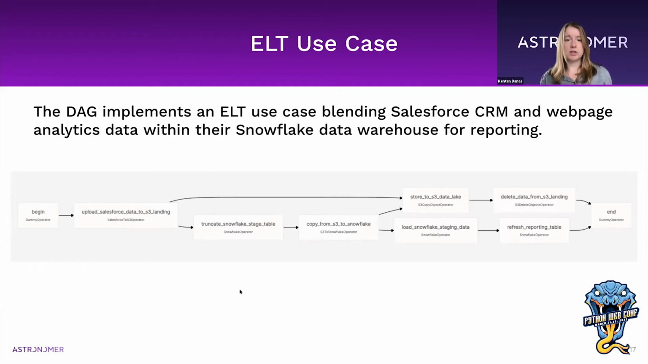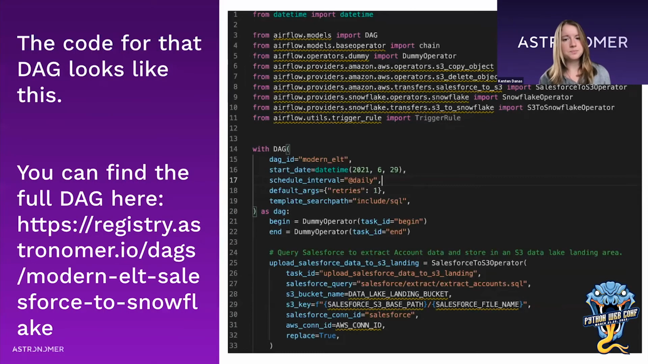Again, that's going to result in less code. So let's take a look at what that looks like. And also note here that I copied the link to the full DAG on the Astronomer registry if you want to take a look at it later. But in this code, again, first we have our imports.